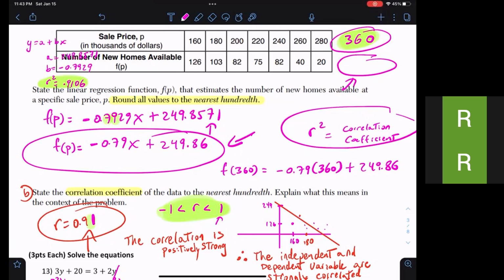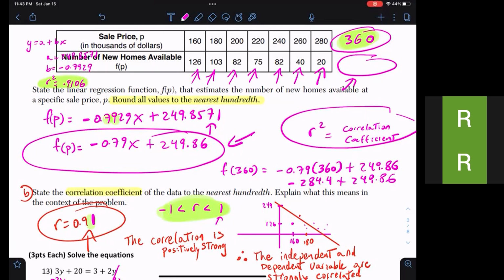If I put 360 there and do the math, 360 times 0.79 is negative 284.4, plus 249.86, and whatever that is gives me the result. As you can see here, these values seem to be decreasing as the sale price increases, with the exception of these two. Other than that, it seems like decreasing.